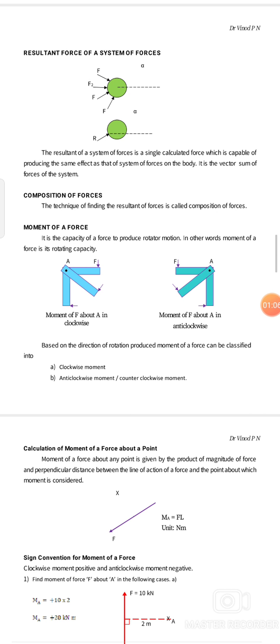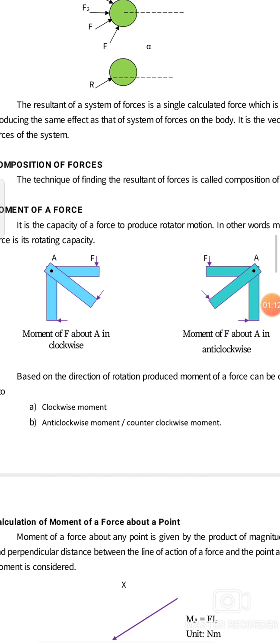Now there is a technique for how we can find out the composition of forces. That is the moment of force. We can see there are two sketches. In the first one, the blue color indicates the point A, and the force is acting somewhere. If you want to calculate the moment of F about point A, then we should be very careful while calculating the moment.